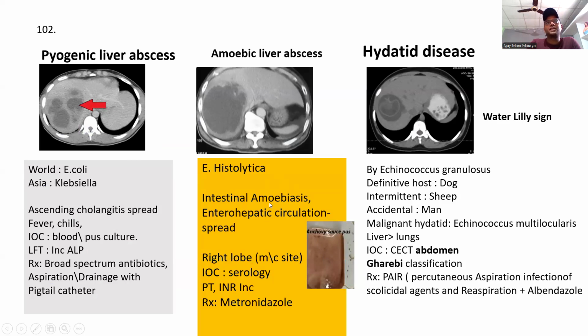There is intestinal amoebiasis, and there is an enterohepatic circulation. They will spread, and mostly they invade the right lobe. Investigation of choice is serology, metronidazole is the drug of choice. And for the pyogenic one, there are antibiotics.